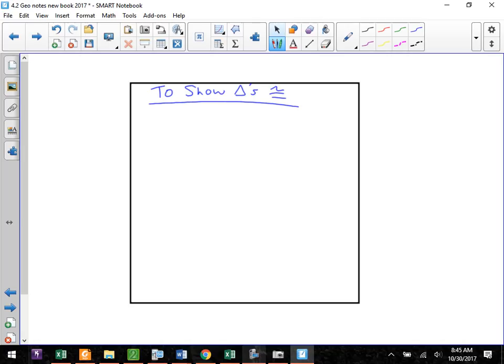there are going to be ways that we're going to show this. Today, the first one we're going to look at is called side, side, side. Then I want to put a little diagram of what that looks like, so you know what to look for. Look for the sides being congruent. Okay.